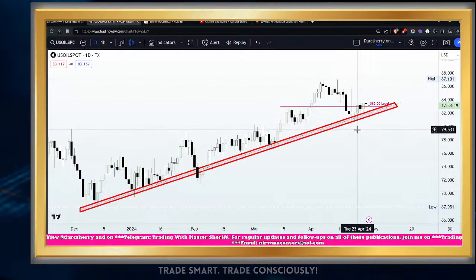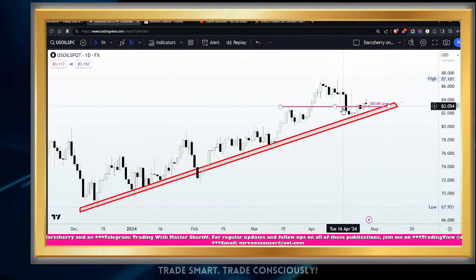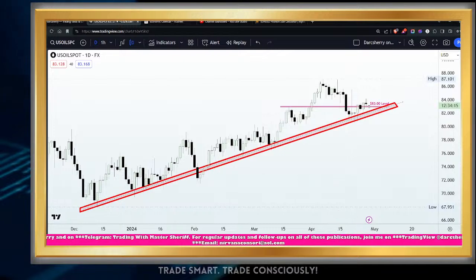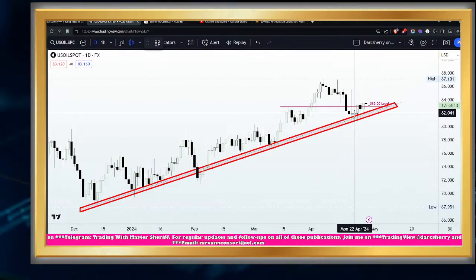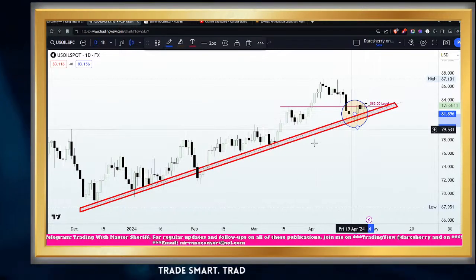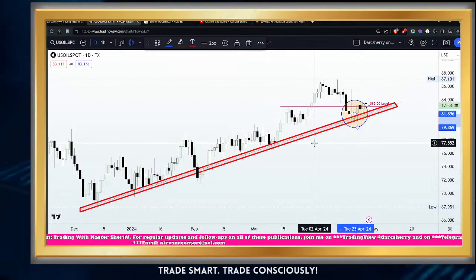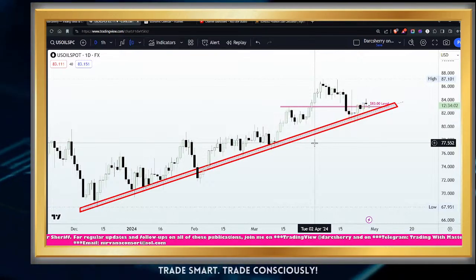Now, if we look at what has been happening in this market throughout last week, we saw selling pressure come in, though it wasn't strong enough to break through the ascending trend line. So for me, the path of least resistance is still looking very bullish at this point in time.